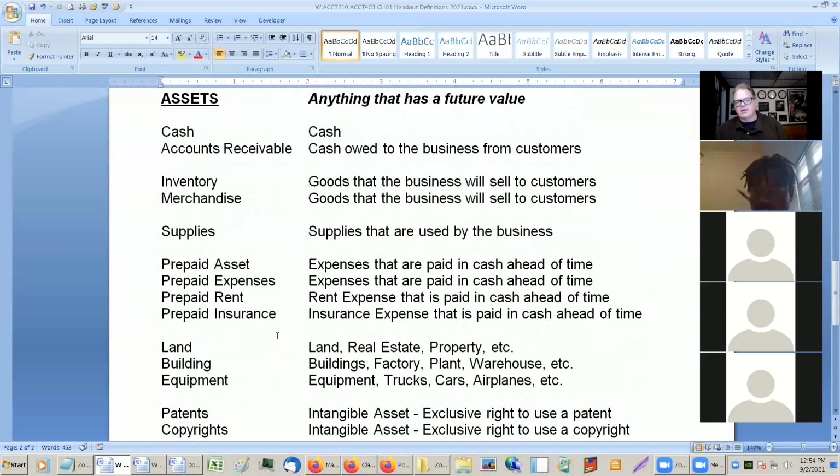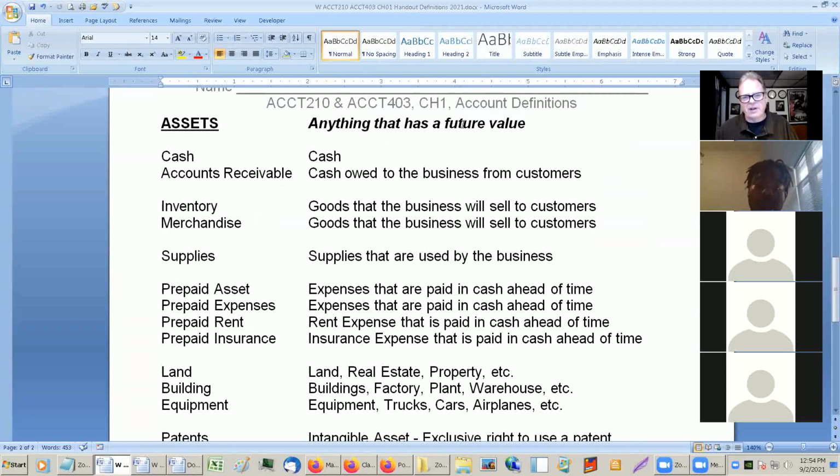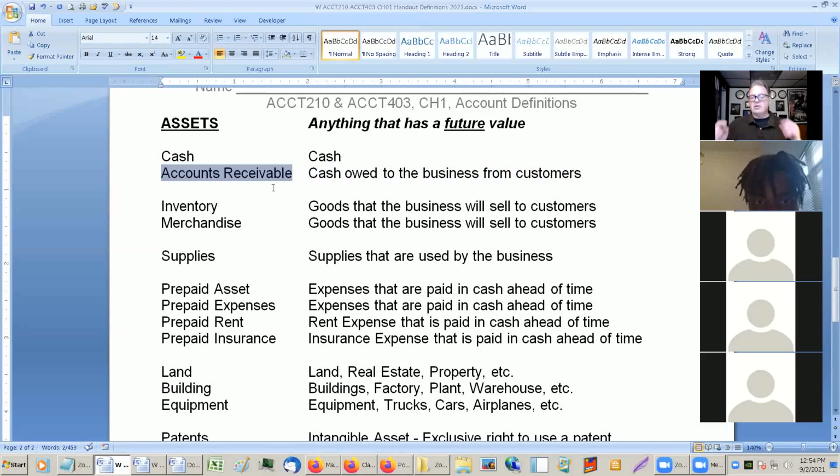Okay. Assets. This gets confusing. Assets are anything that has a future value. Okay, cash obviously has a value. Okay, accounts receivable. This is actually in the problem too, I think, in the handout. It was one of the new set of accounts. Accounts receivable is when somebody owes us money or owes the business money.